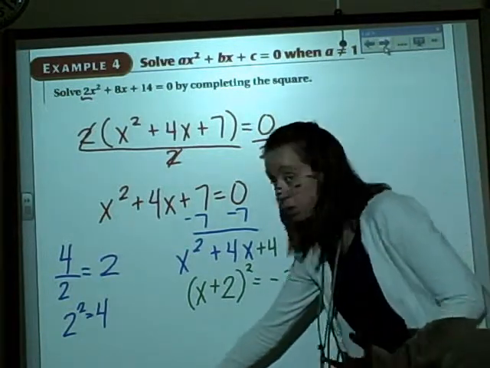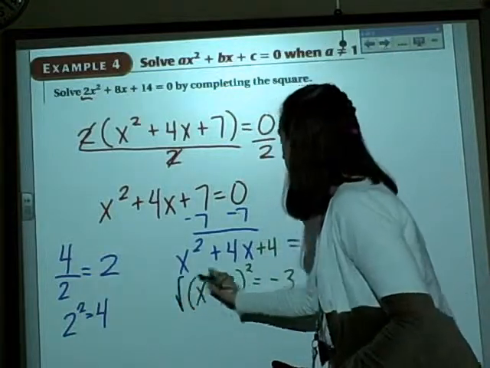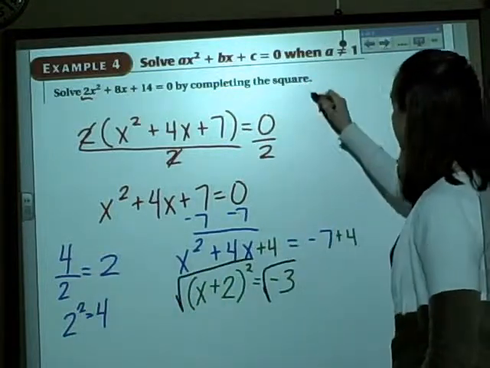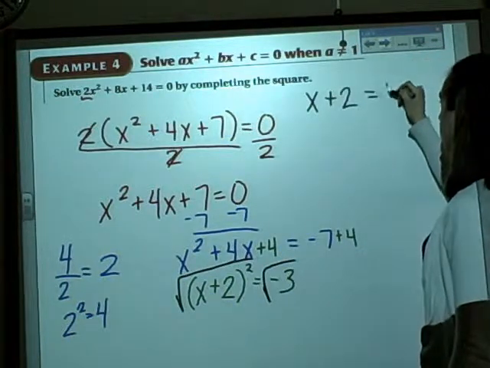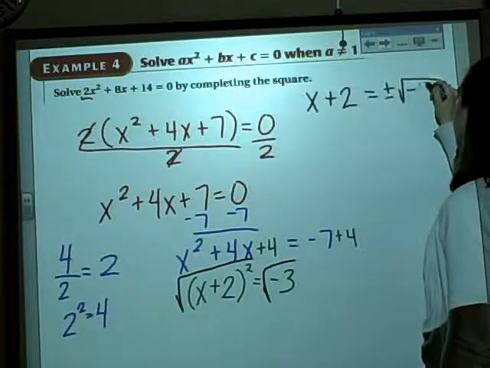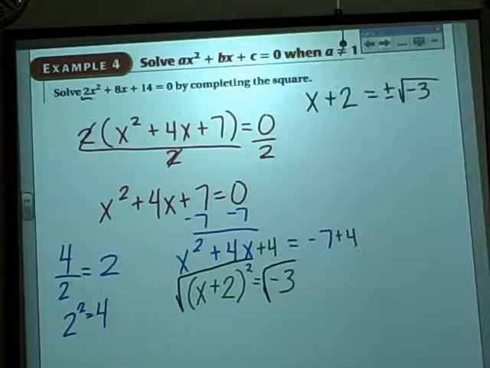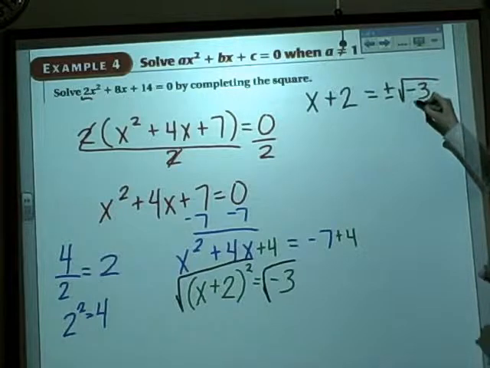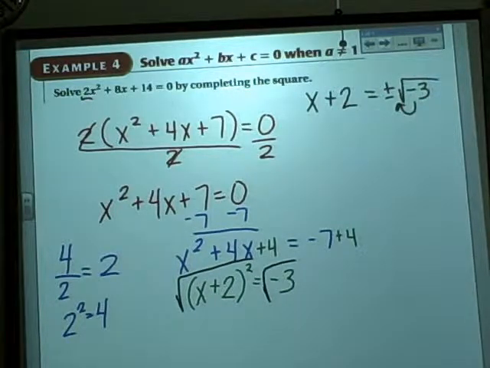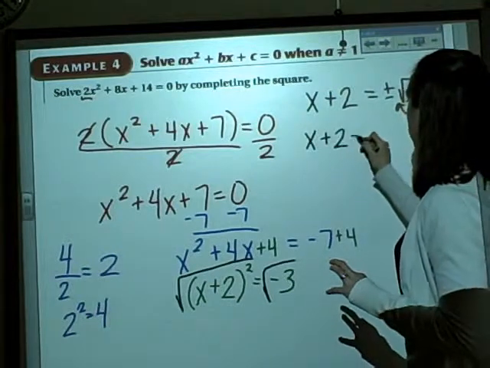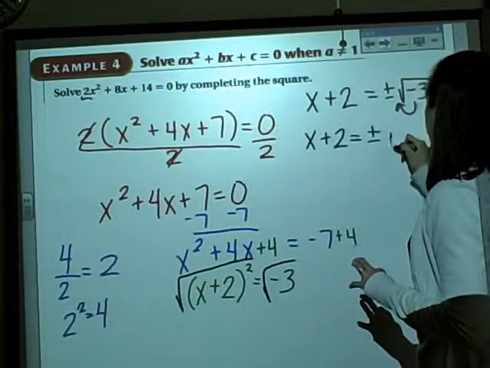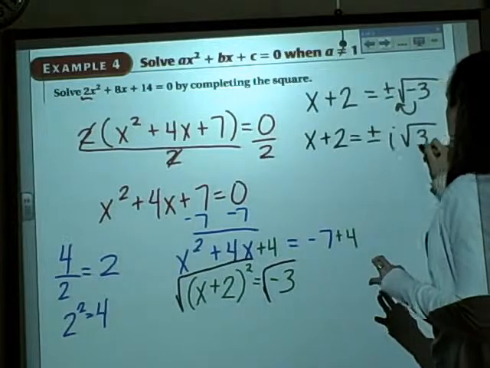So now we're going to do our square roots method. We're going to square root both sides. And right now I'm seeing I have x plus 2 equal to plus or minus a radical negative 3. Now we know that that negative has to come out of there. And when it comes out of the radical, it turns into that i. So x plus 2 equals plus or minus i radical 3.